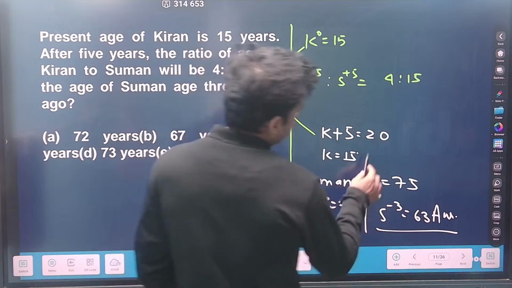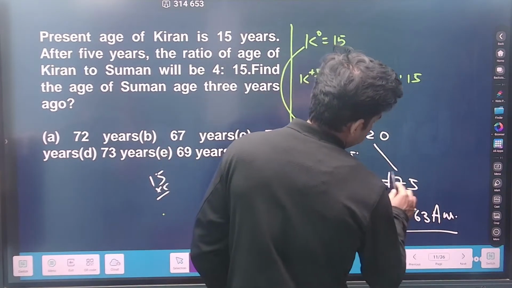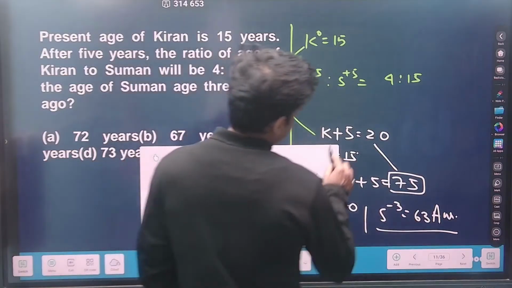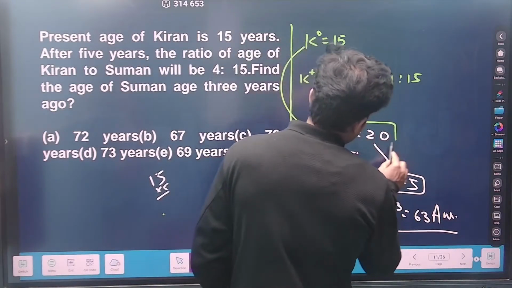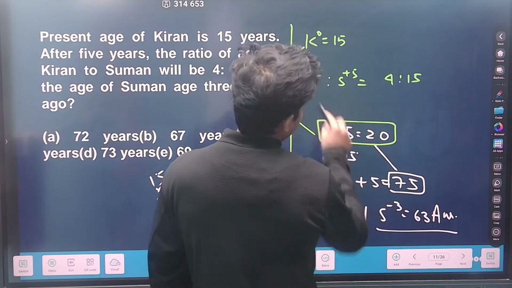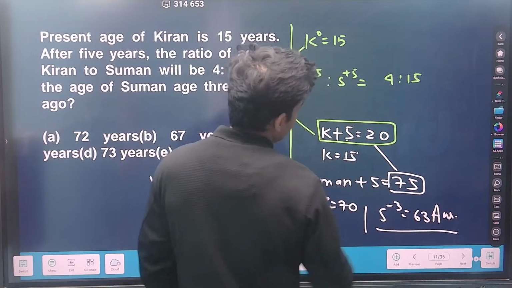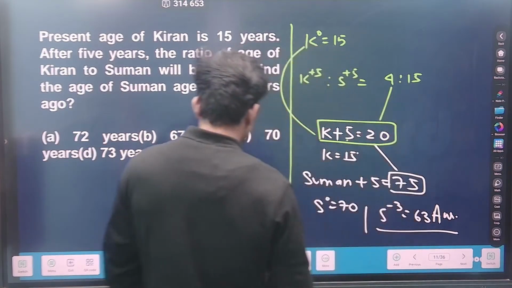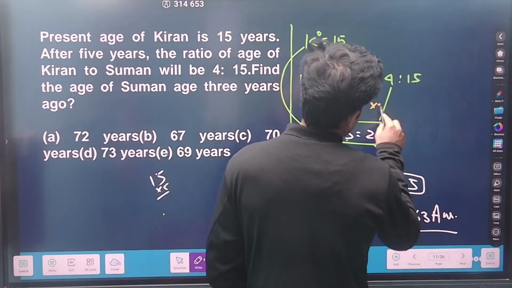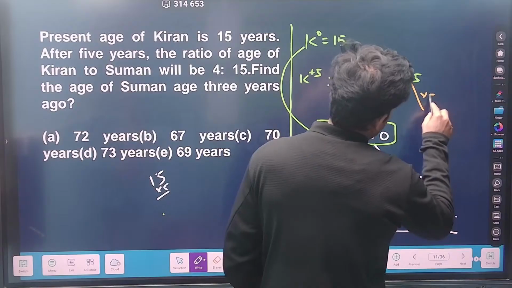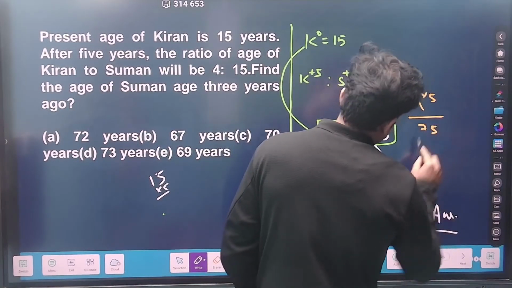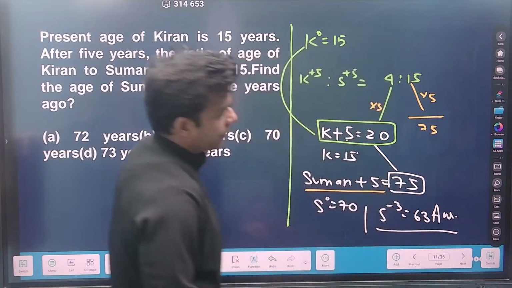Now how I figured it out, this one? See, I'm giving you the logic. K plus 5 is 20. Then can I say that after 5 years Kiran's age is 20? If 4 becomes 20, what is the multiplier? 5. So here the multiplier would be 5 only, which is 5 5s, which is 75. This is Suman plus 5 equal to 75.